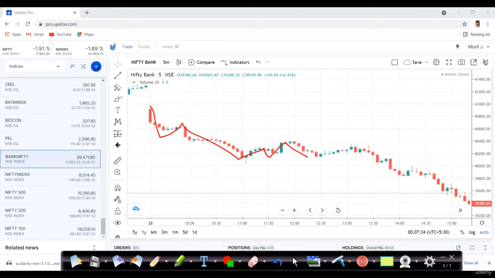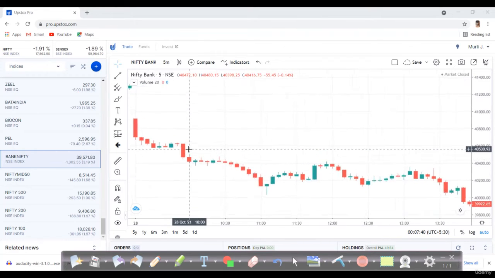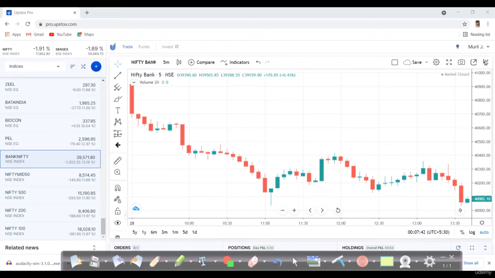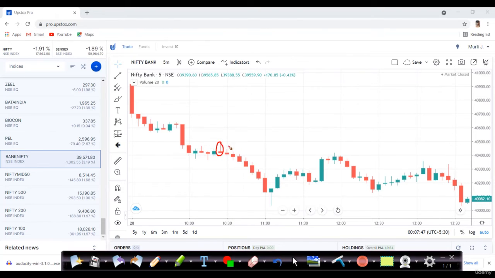Now where can we find the doji candlestick? If you ask me where, the answer is very simple. See, this one is a doji candlestick, right? This one is also a doji, this one is also a doji. Why is this one also a doji candlestick? Because the shape of this candlestick is very small.